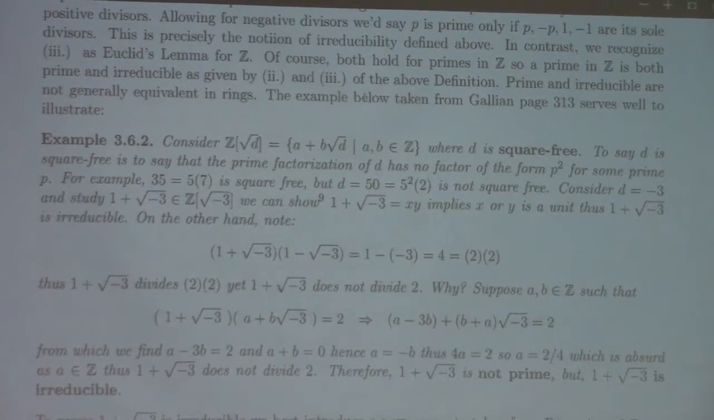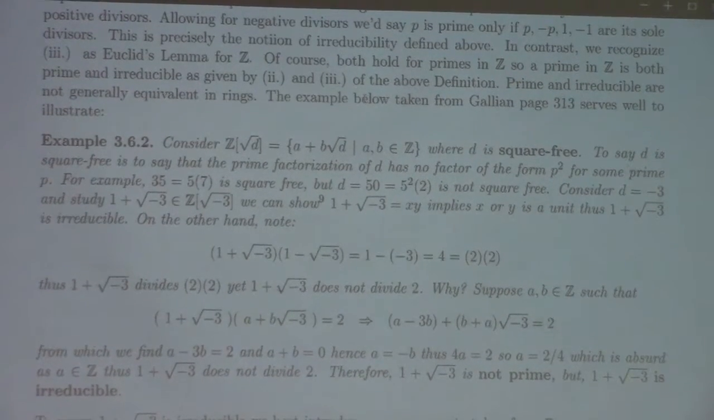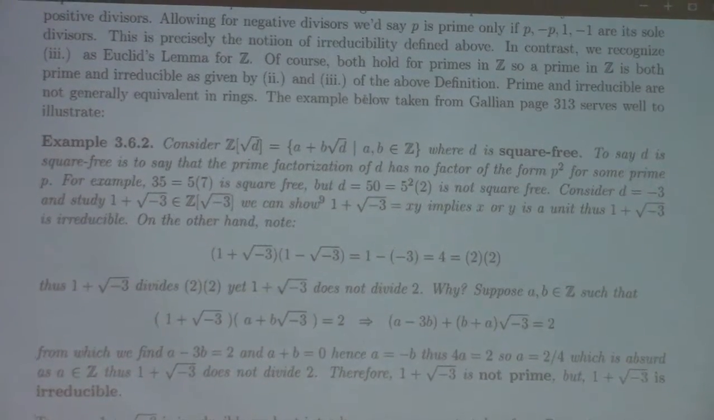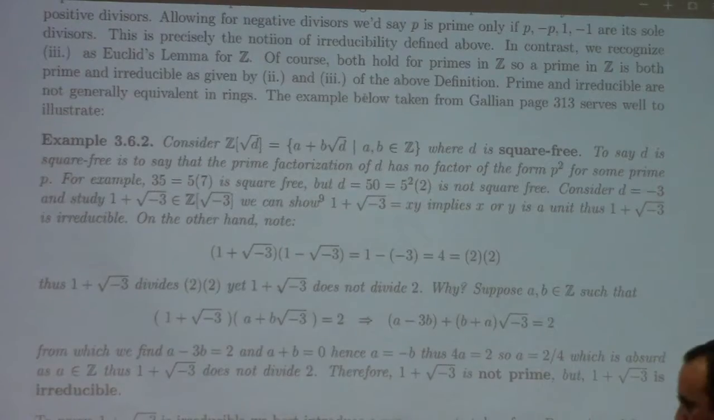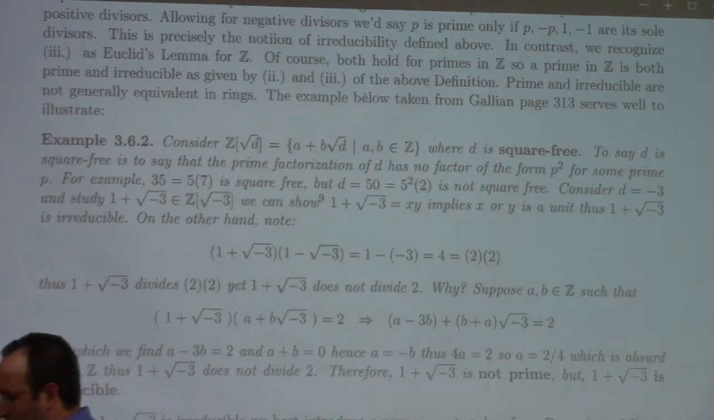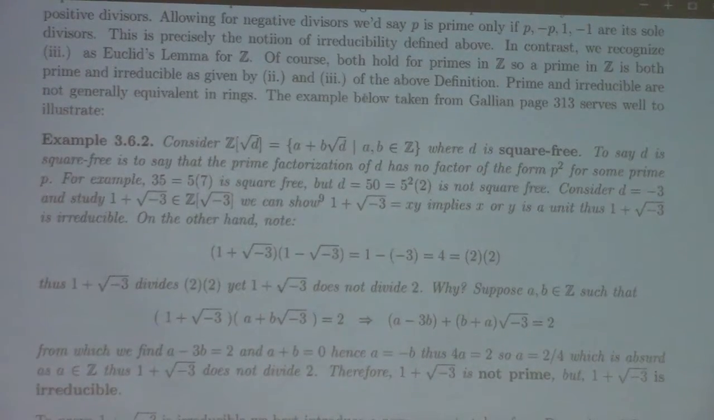Right? Here's a number. It divides the product of these two numbers, and yet it doesn't divide either of the numbers. So it's not prime. And yet it's irreducible. Now, I haven't proved it's irreducible yet. Give me a second here. I'll do it.